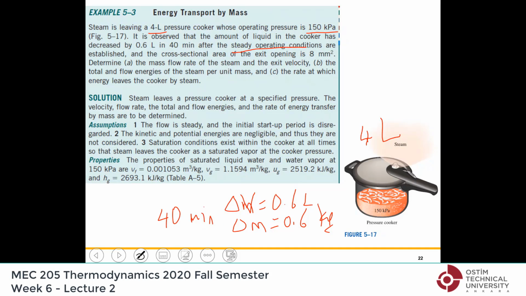And steady operating conditions are established. That is, we start measuring after it is heated and we have steam leaving, so the conditions inside do not change other than the amount of mass. Now, what is the mass flow rate of the steam and the exit velocity? And what are the total and flow energies of the steam per unit mass? And what is the rate at which energy leaves the pressure cooker by the steam?